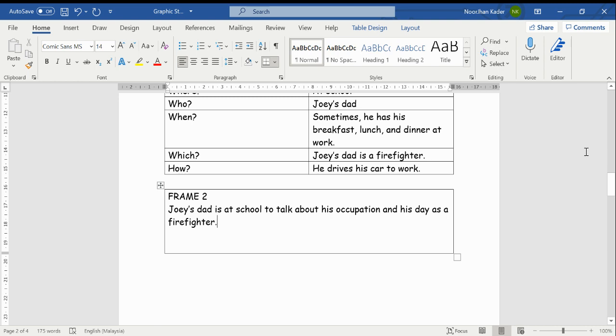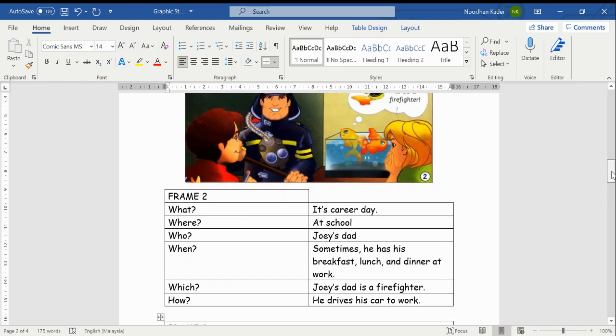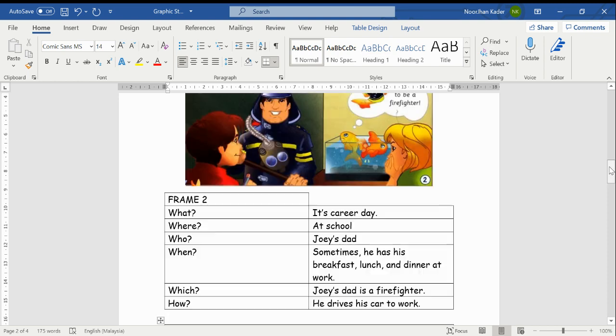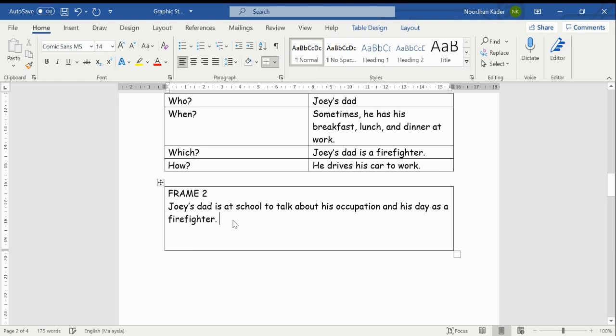Okay, so now, what does the supporting character do, the yellow goldfish? It says, oh no, I want to be a firefighter. So now you can write about the yellow goldfish. So we are actually talking about the characters more than their routines, okay? Because we are actually narrating the story, writing a narrative about the frames, as also the visual, as visual storytelling.